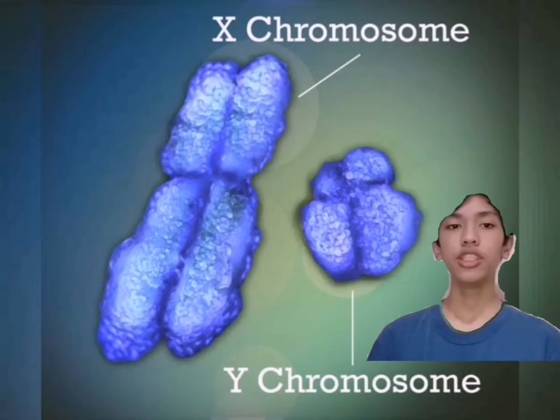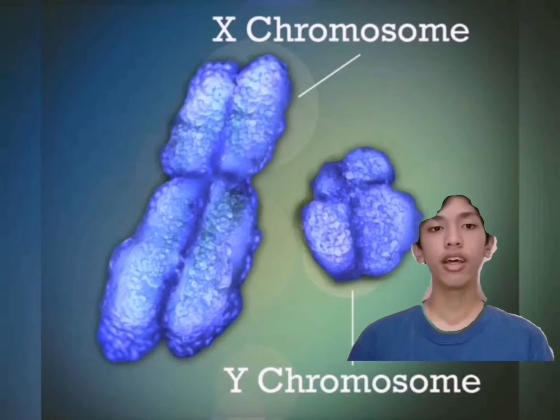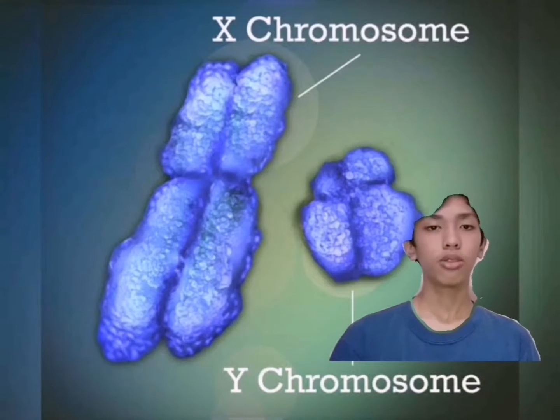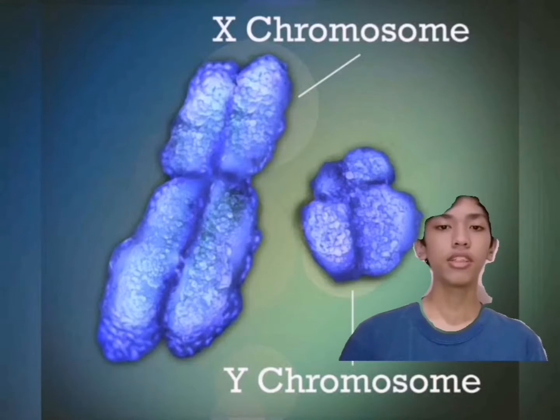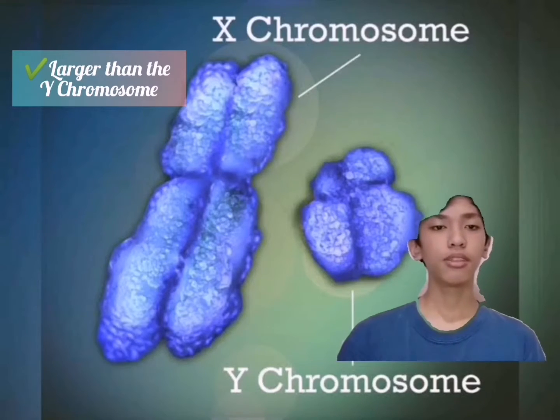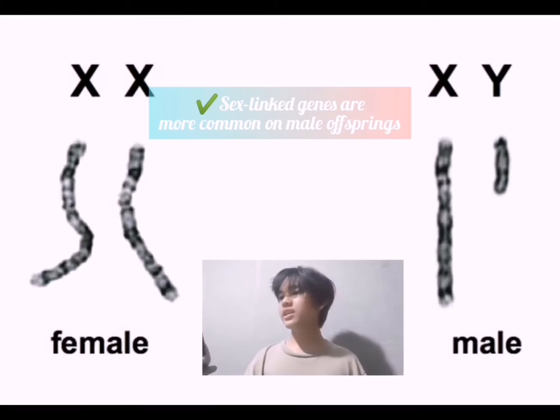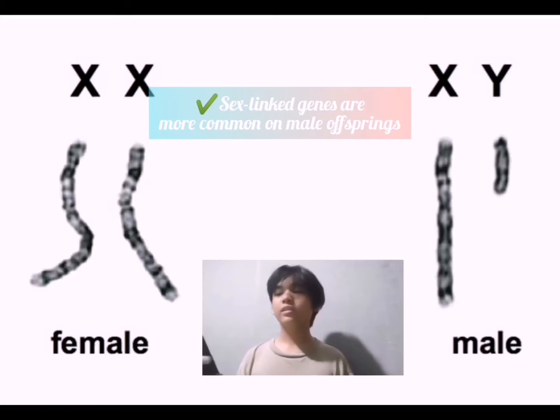A trait in which a gene is located on the sex chromosome is sex-linked. The trait can be either in the X chromosome gene or at the Y chromosome gene. Most of the time, traits are inherited from the X chromosomes because they are larger than the Y chromosomes. Therefore, X chromosomes have more genes and inherited disorders. Sex-linked genes are more common in male offspring because males only have one X chromosome, unlike females. You'll understand that later as we discuss.